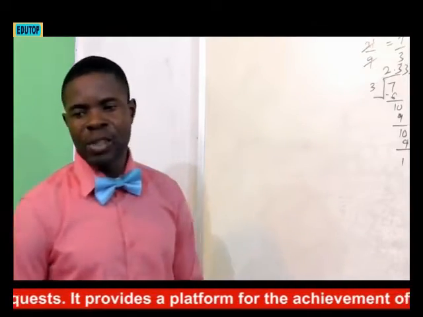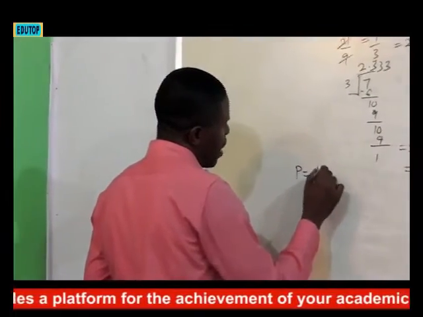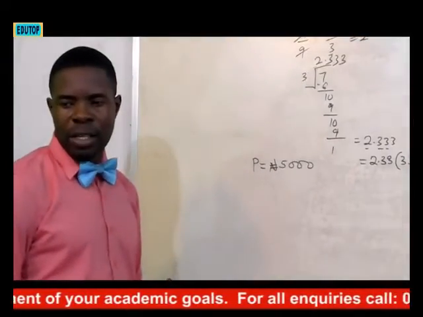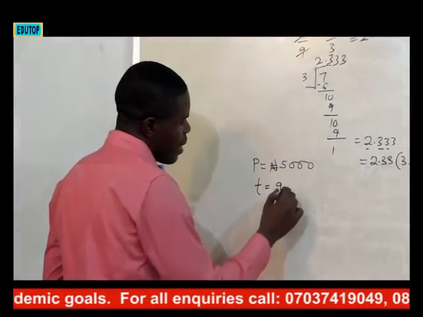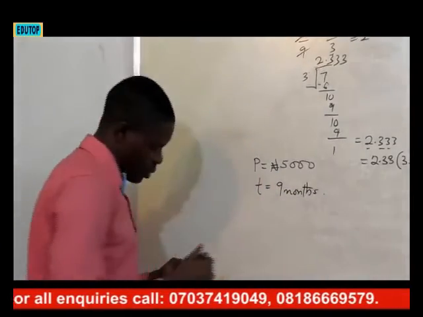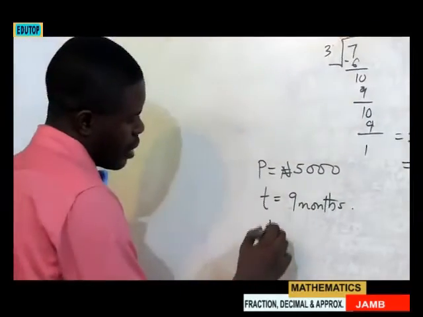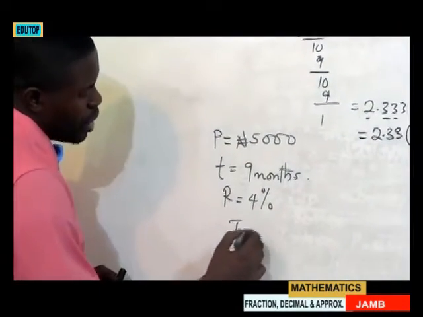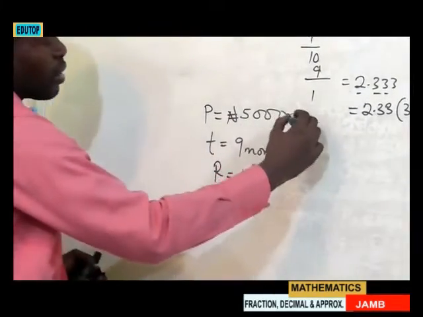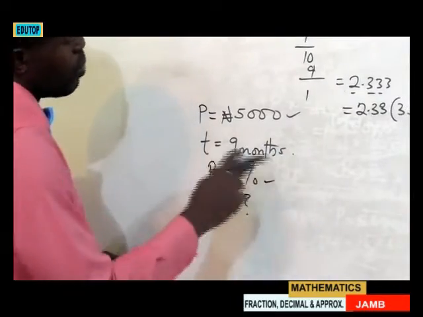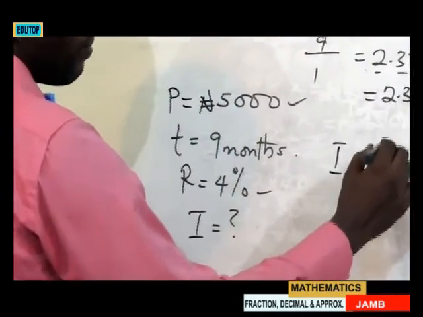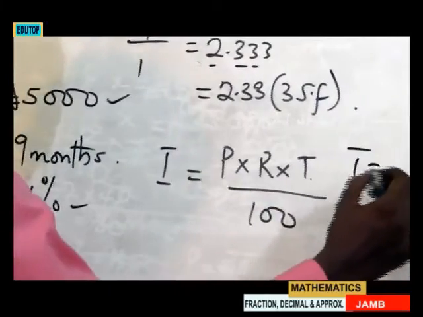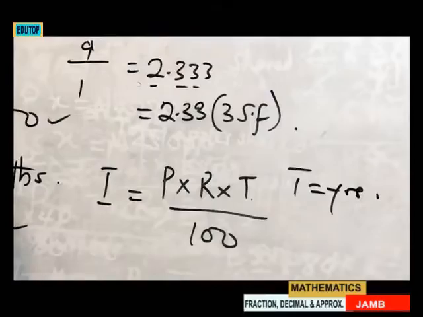So in this situation, a man invested, so that's the principal. The amount that was invested is the principal, which is 5,000. The time is 9 months. Then the rate, that's R, is 4%. So the question asks us to find the simple interest. This one is normal, this is normal, but this is not normal because our simple interest formula is I equals P times R times T over 100, where our time is calculated in years. But the trap is, it is given to us in months here.